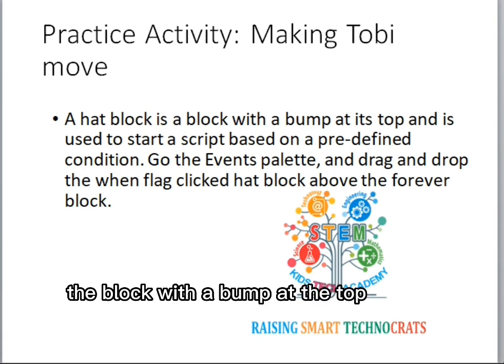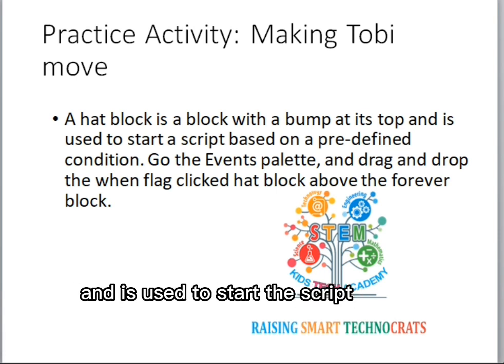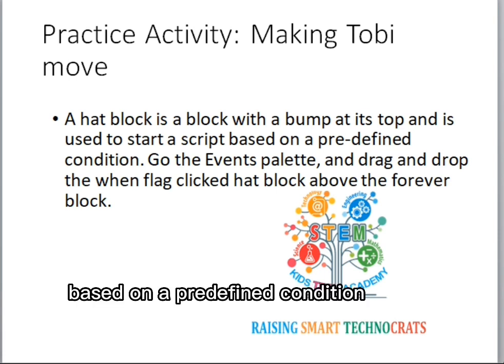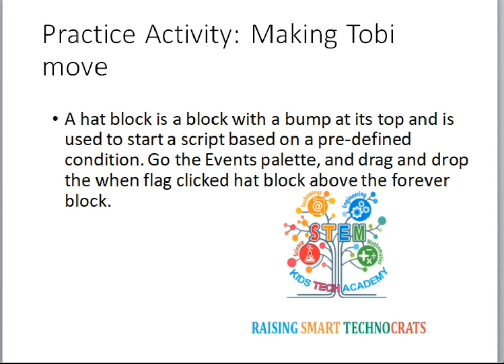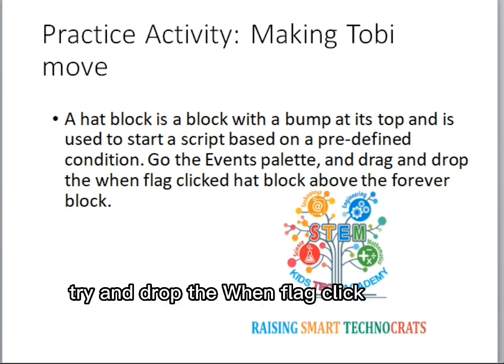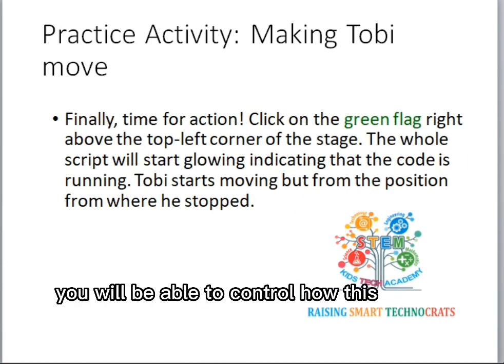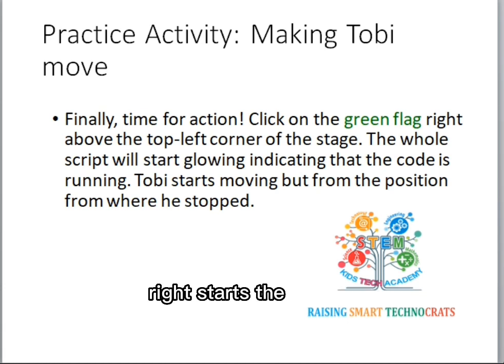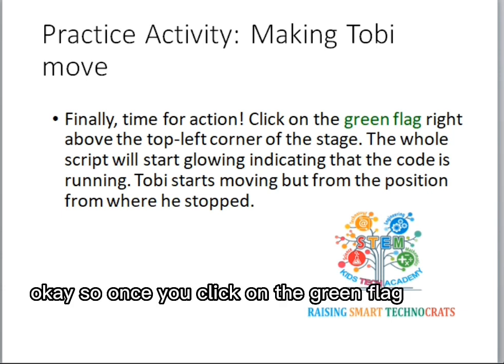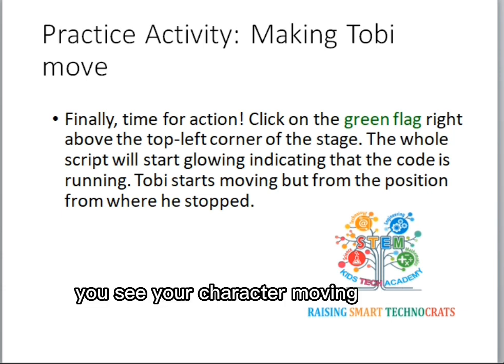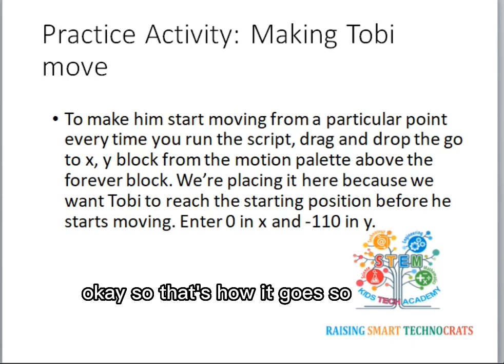The hat block is a block with a bump at the top and is used to start the script based on a predefined condition. Go to the event palette and drag and drop the when flag clicked block. That's the hat block, found under the event palette. Once you use that, you'll be able to control how the sprite starts the script that you have written. Once you click on the green flag, you see your character moving. That's how it goes.